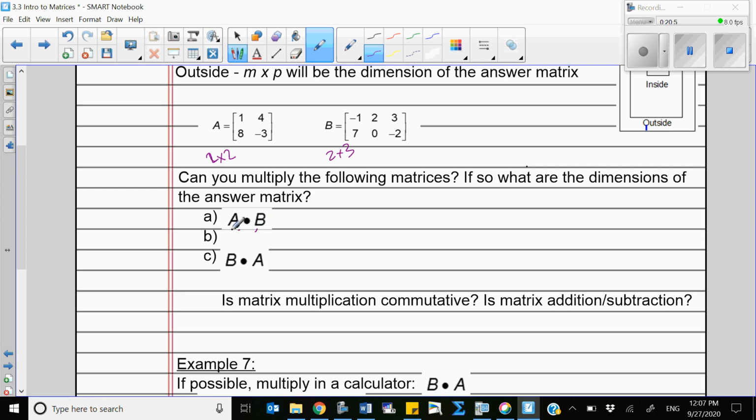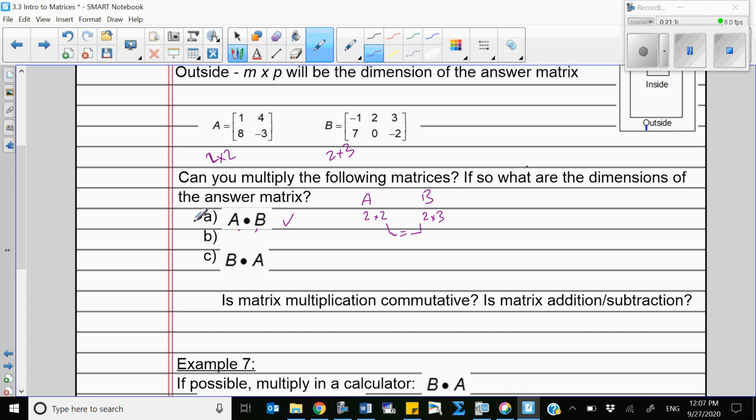A by B, let's see. I'm going to write that here. A is 2 by 2, and B is 2 by 3. Am I able to multiply them? Yes, because the inside numbers are equal to each other. So yes, I can multiply.